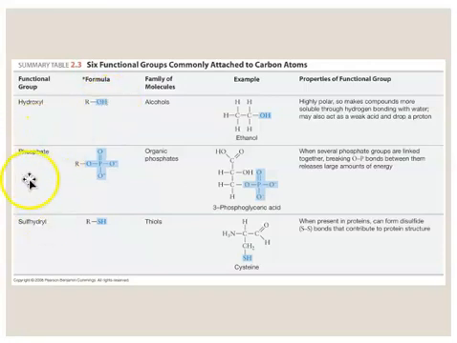Next is a phosphate group. This one is particularly important to us. We'll talk about this a lot when we talk about energy. A phosphate group is composed of a phosphorus atom and 4 oxygens. And finally, we have the sulfhydryl group, which is a sulfur and a hydrogen. We don't talk about sulfhydryl groups as much as the others.